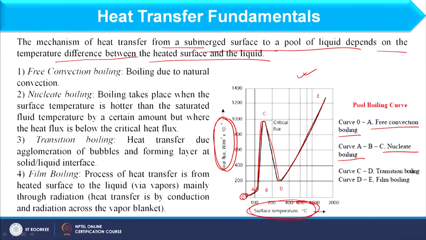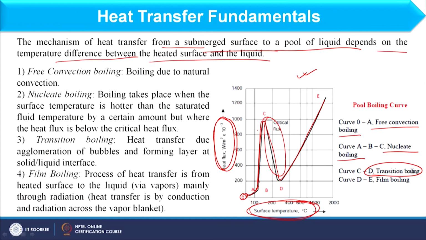And after that what will happen? After that, from C to D we have transition boiling. Here basically what happens, when bubbles are formed, those bubbles cover the boiling surface, right. So, these bubbles join and make a film at the bottom of the pan or at the bottom of the container from which I am taking the heat, right.